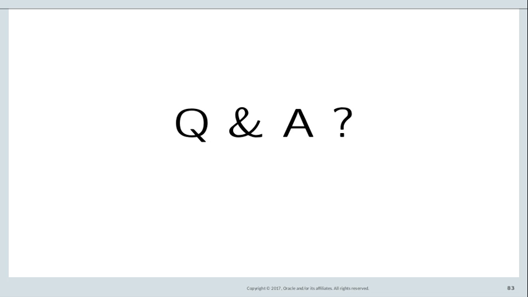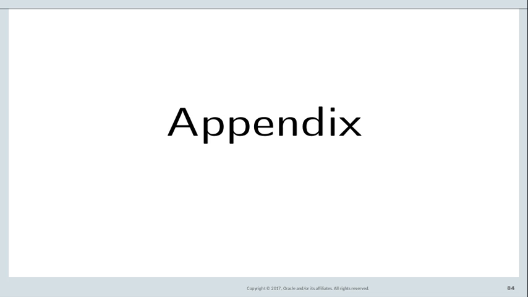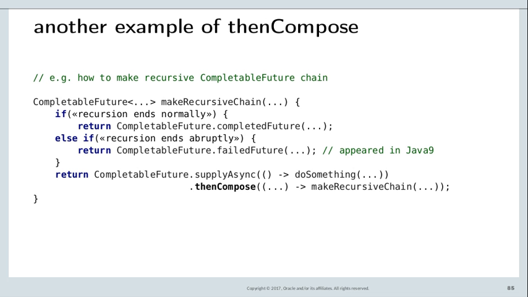I have a couple of notes, I have an appendix. Usually I don't talk about that in presentations. It's just an example you could look into later if you're interested, if you download the slides. It's a simple example of how to make a recursive CompletableFuture chain using the thenCompose method. It's really a nice feature. I mean, the thenCompose method.